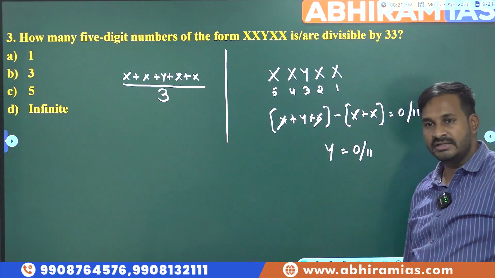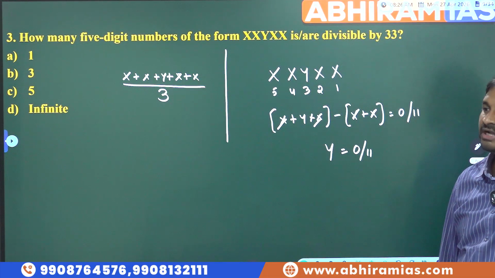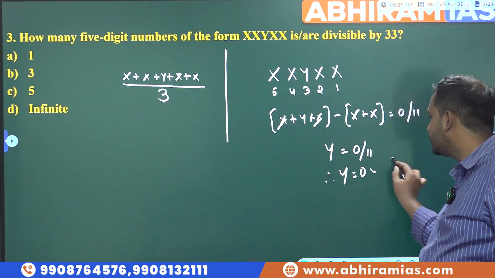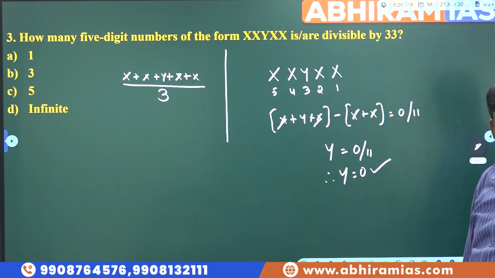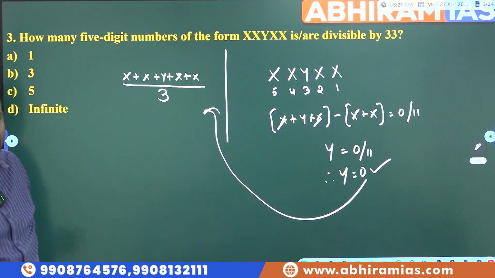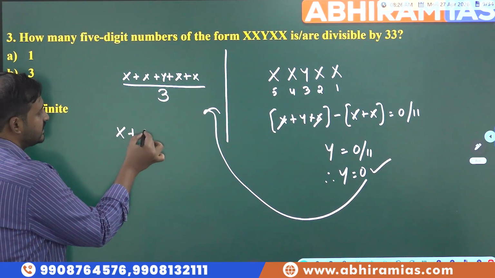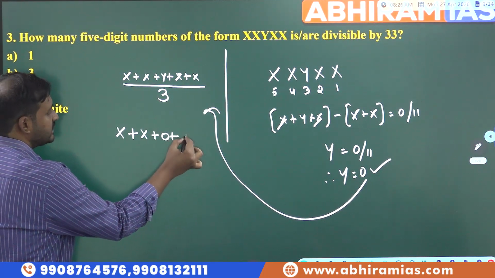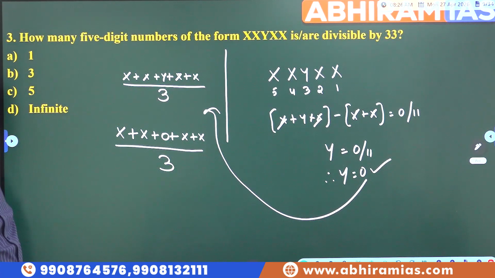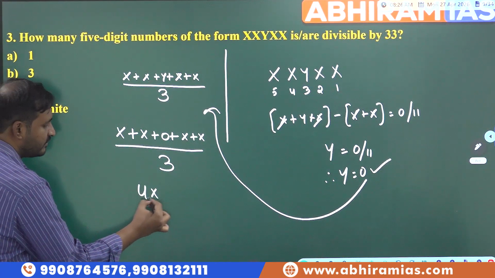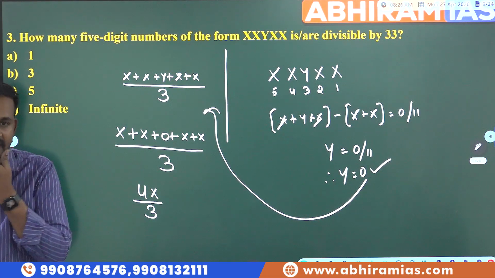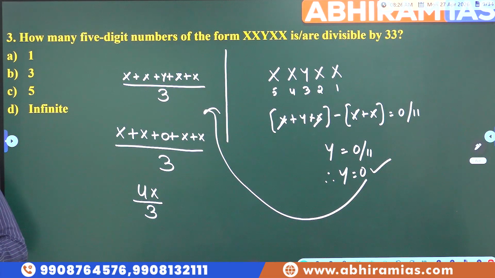ఏది possibility ఉందండి? 0. Why? Because 11 is a 2-digit number. So therefore y is equal to ఏం తెలిసినది మనకి? 0. y is equal to 0, right? Now put that y is equal to 0 in this one. What will happen? We will see. So now x plus 0 plus x should be divisible by what? 3. So now what happens to this? 4x by 3. 4x by 3. Now what are the values of x I can take here? x place లో ఏమేమి తీసుకోవచ్చండి?